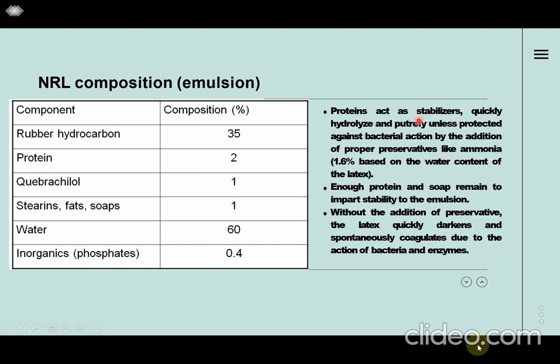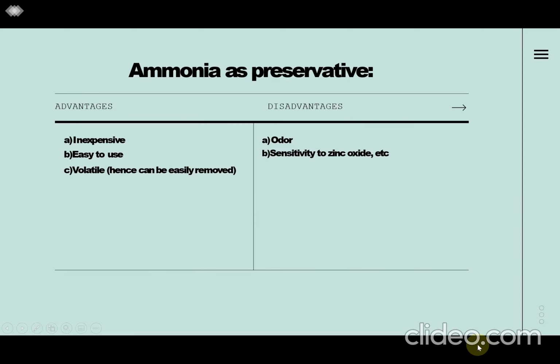Protein acts as a stabilizer. It quickly hydrolyzes and putrefies, unless protected against bacterial action by the addition of a proper preservative, like ammonia. Enough protein and soap remain to impart stability to the emulsion. Without the addition of preservatives, the latex will quickly darken and coagulate spontaneously, due to the action of acid from bacteria and enzymes. To use ammonia as the preservative, we have to look at the advantages and disadvantages.